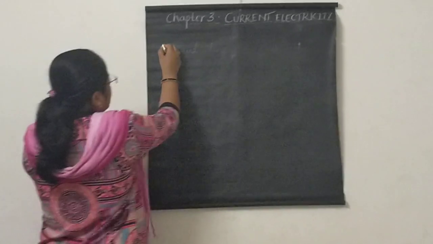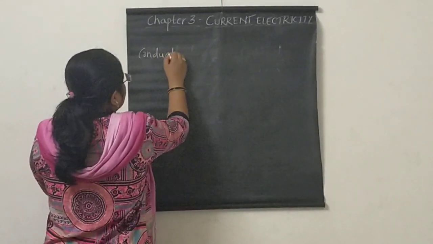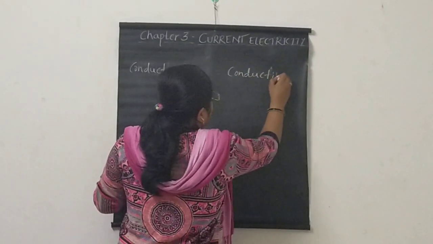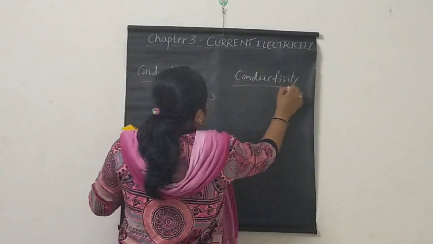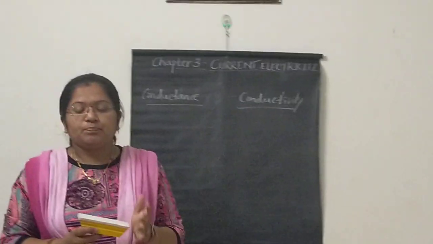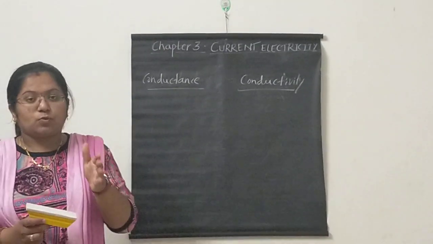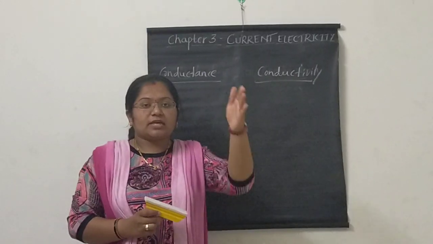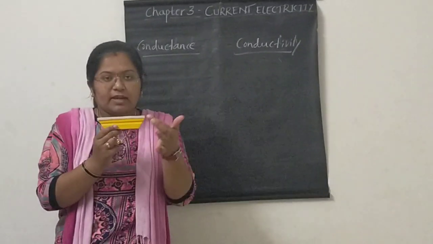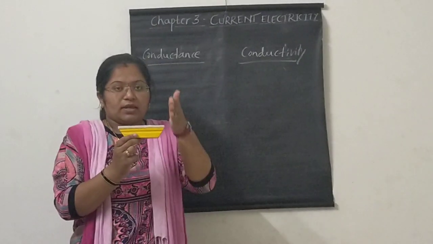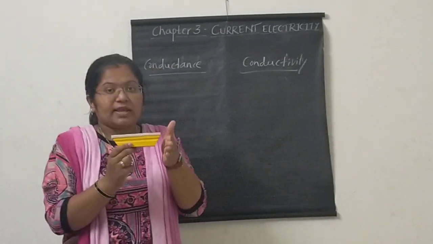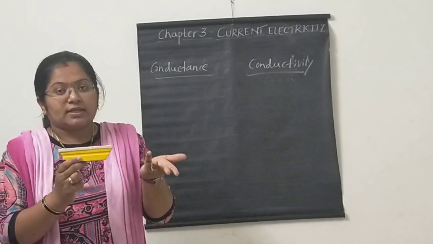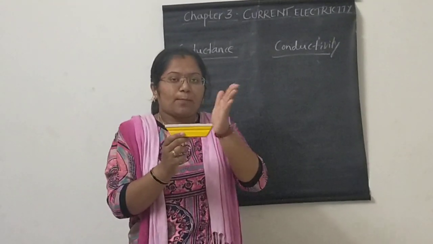Next I'll go with the 2 more definitions, conductance and conductivity. I'll try to explain it in an easy way. You already know about resistance. So what is resistance? When electrons are moving in a conductor, there is an opposition created. If electrons are moving in their own way, there is some opposition because of the collision between electrons and ions. That opposition is nothing but resistance.